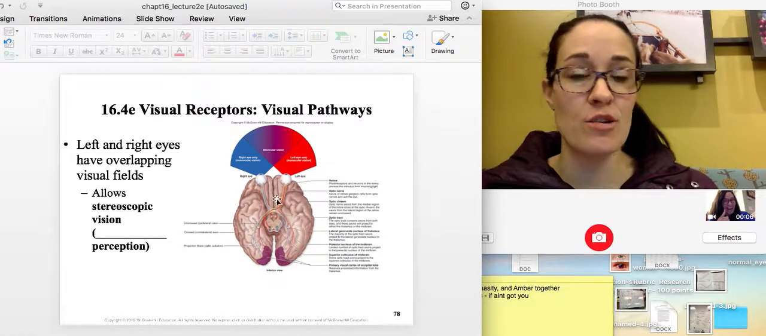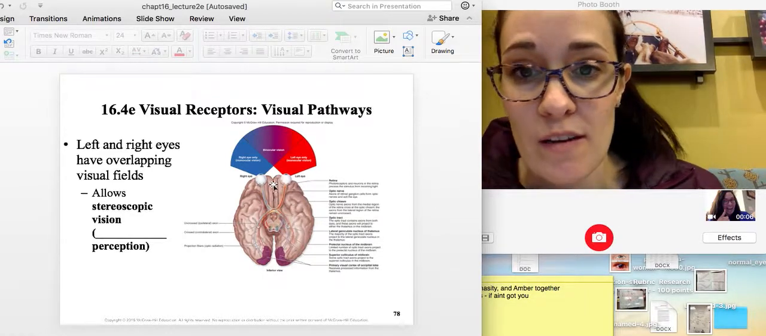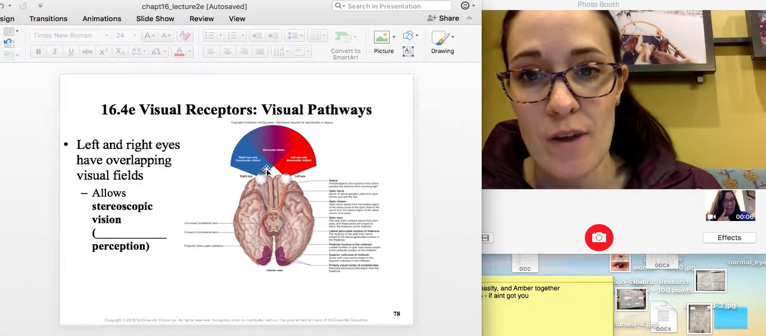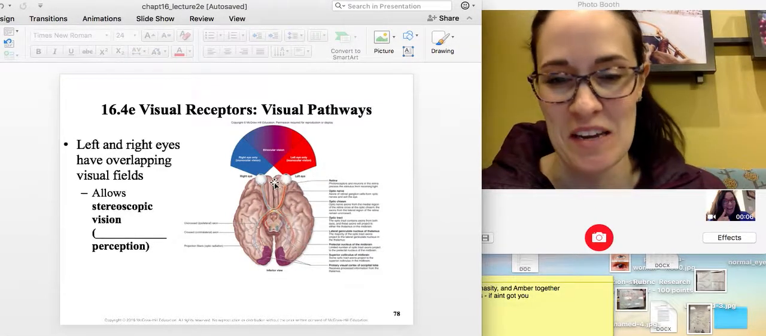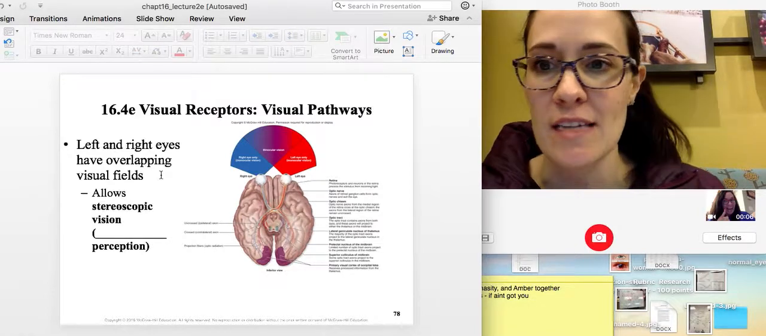And this image, and you have this in your lab as well, is just showing what I just said. There's the right eye and the left eye because we're looking at the underside of the brain, okay? So that's a little bit confusing. You gotta know where you are anatomically.